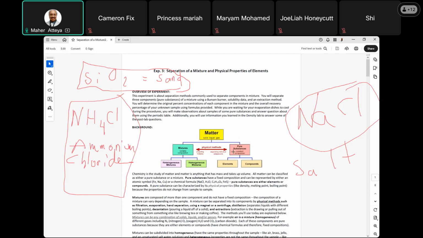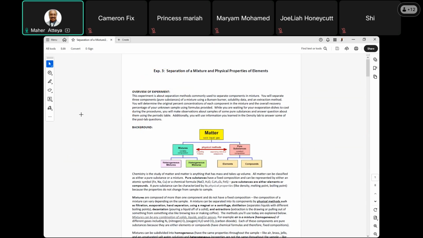You will take 3 grams of the sample, and from there you can determine the whole mass. Then you divide the amount of ammonium chloride by the total mass of the mixture and multiply by 100 to give the percentage of ammonium chloride. Let me first explain the experiment, and then we'll look at the calculations. It's not really difficult. It's a nice experiment.